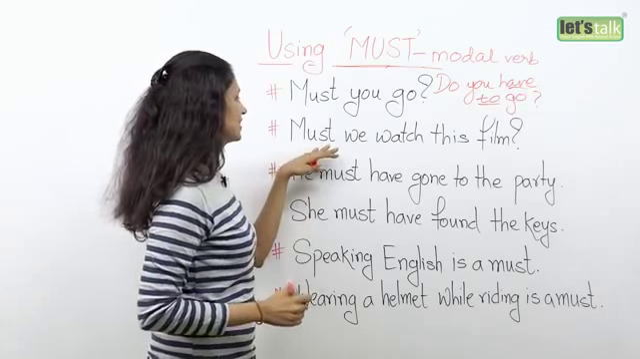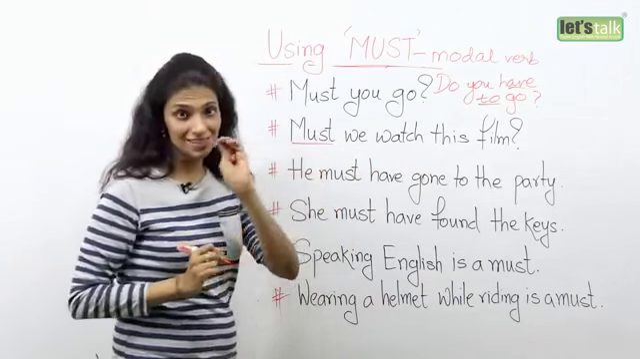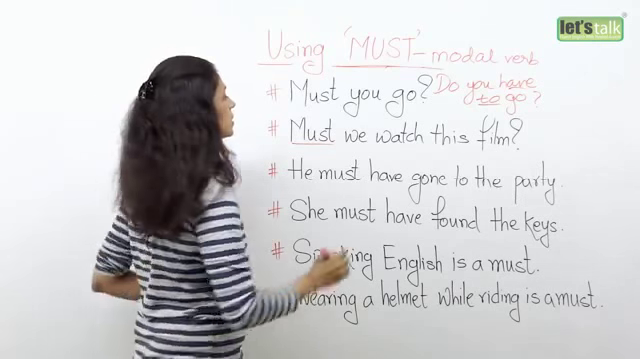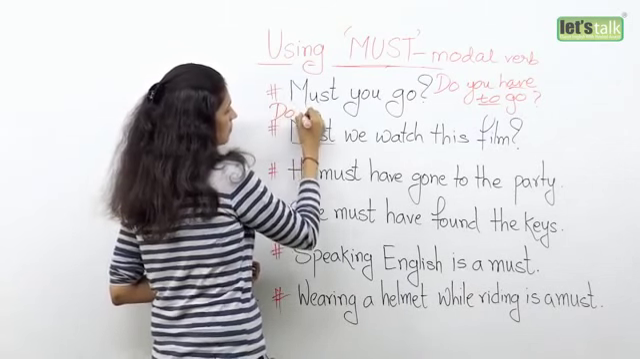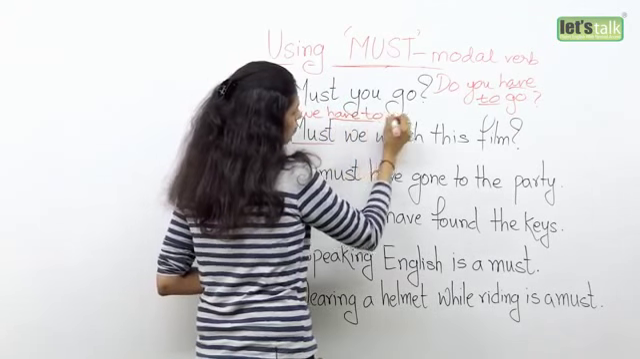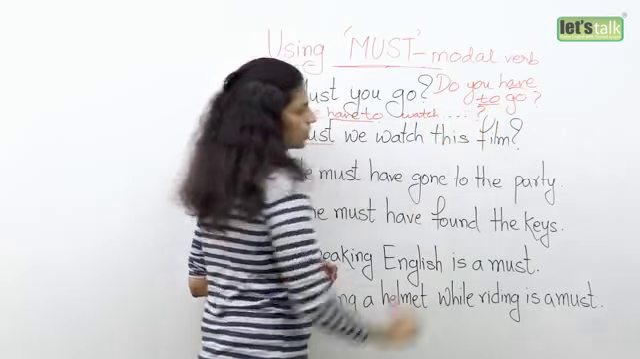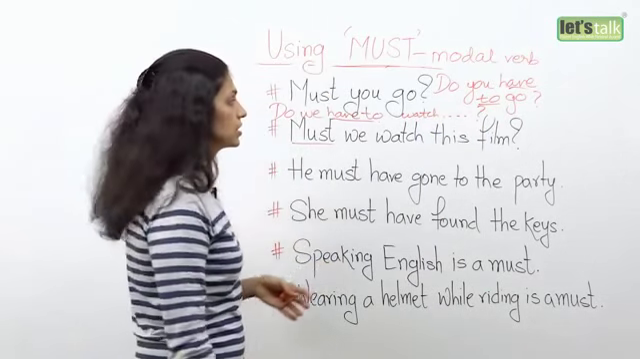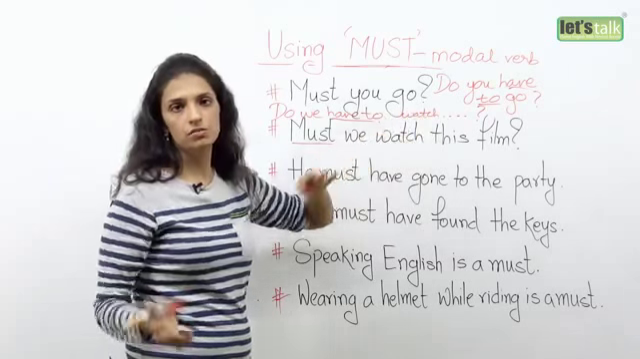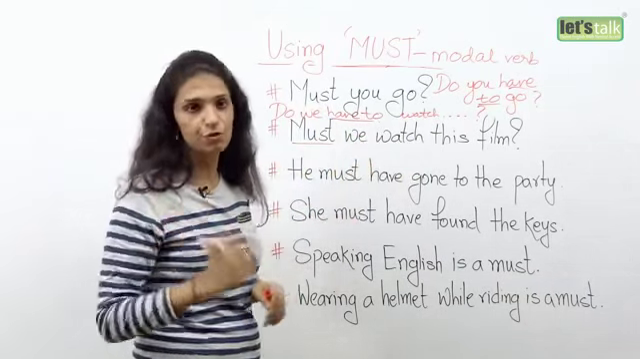The next example: must we watch this film? This is not wrong. It is correct. You can make a question with must, but a lot of people prefer have to. Do we have to watch? So you can use it to make a question regarding must. If you don't want to put must in a question, you can use have to.